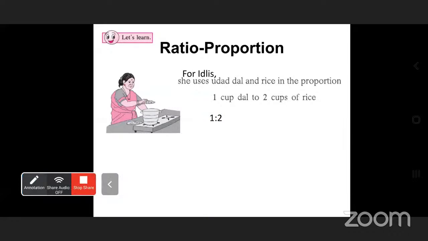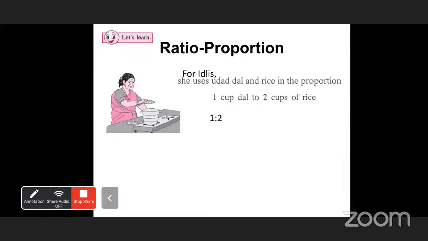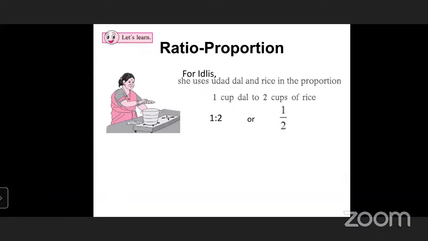Okay, again, you can write it in the form of a fraction also. So the ratio will be 1/2. Anyways, you can represent that either by proportion, that is 1:2, or in the form of ratio, that is 1/2.